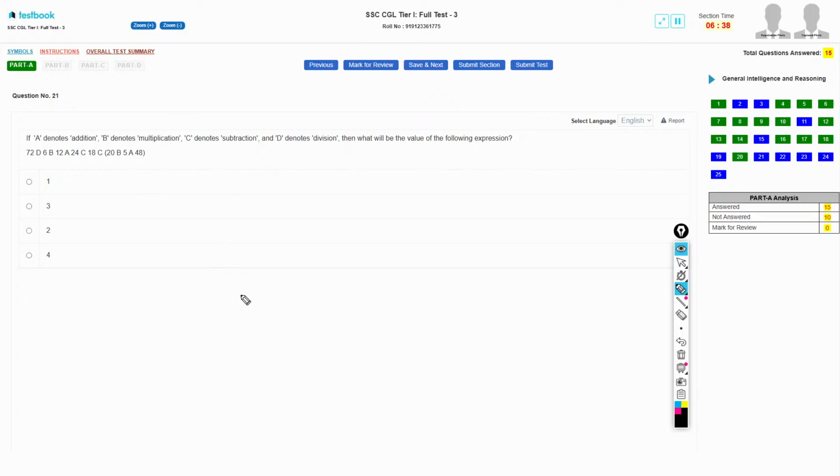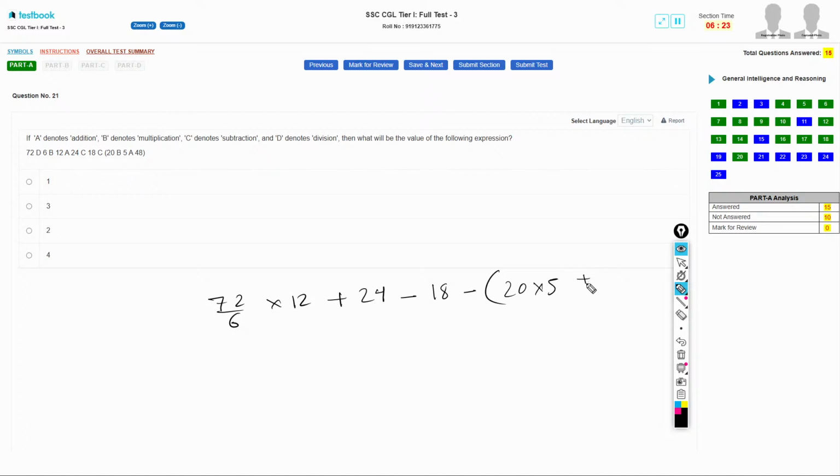A denotes addition. Okay. So D denotes division. B denotes multiplication. A denotes addition. C denotes subtraction. 20, multiplication, A addition 48. So 148 minus total would be 164. So minus 142. So total 4 remains.